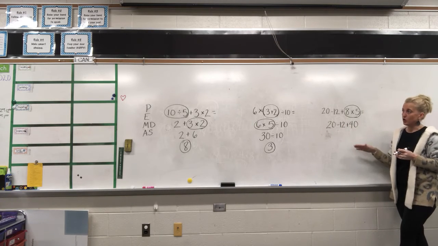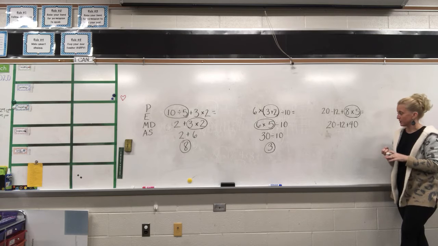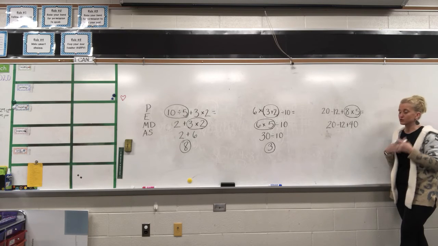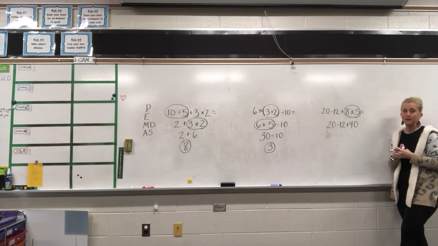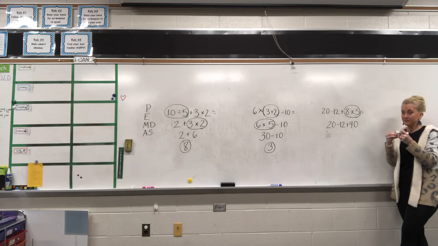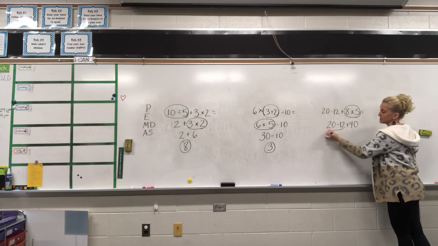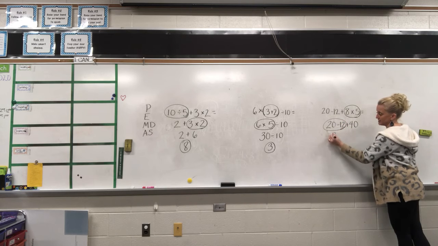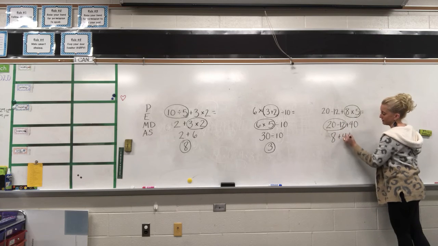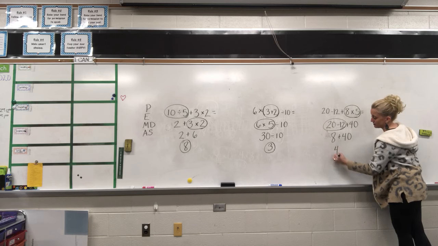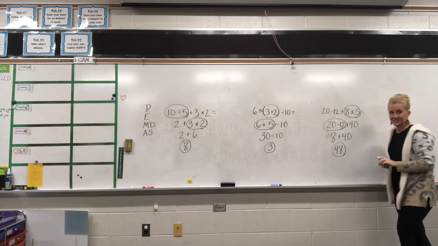Then I have no more parentheses, no exponents, no multiplication, no division. So now I'm going to do adding and subtracting. Okay, again, even though adding comes first in please excuse my dear Aunt Sally, adding and subtracting are even, so we have to do the one that comes first in the problem. So we're going to do 20 take away 12, which is 8 plus 40. And then our final answer is 48. Hopefully you guys got that right too.